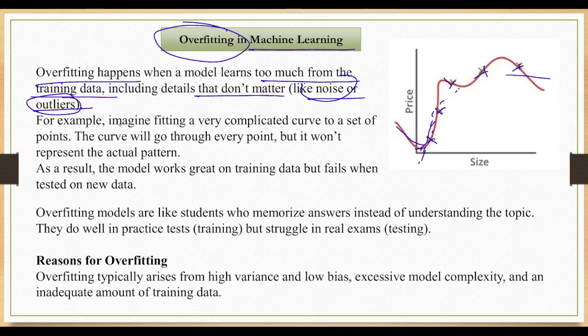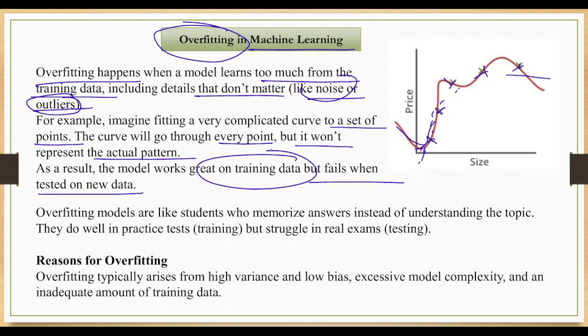So for example, imagine fitting a very complicated curve to a set of points. The curve will go through each and every point, but it will not represent the actual pattern. As a result, the model works great on the training data but fails on the test data, the new data. So it performs well on the training data, but in case of testing it fails.